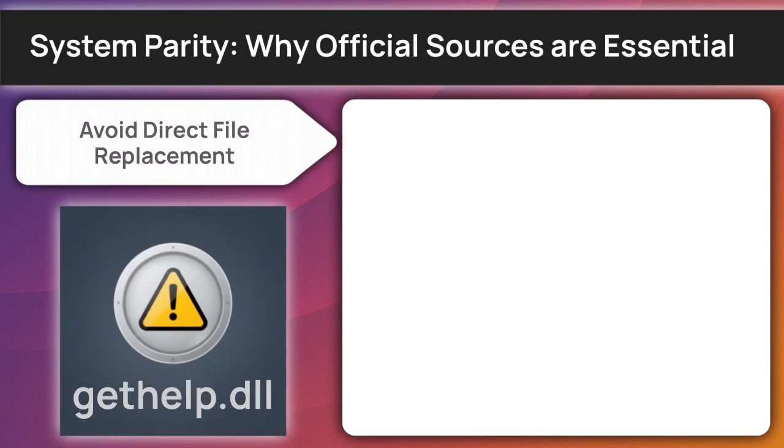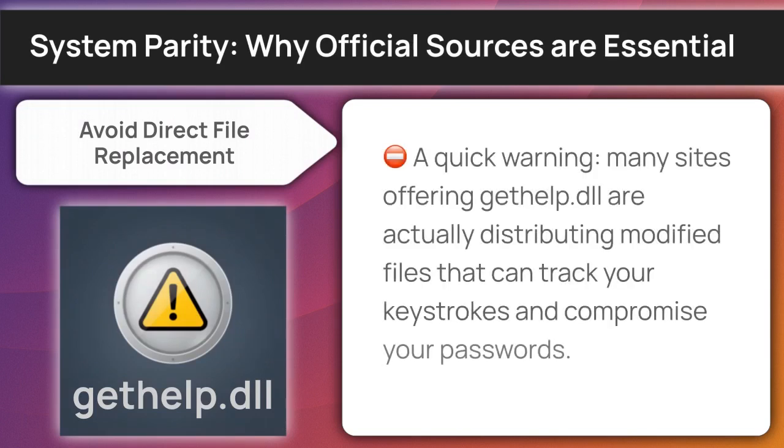Before we finish, let's go over the professional protocol for sourcing essential system libraries. A quick safety warning: never download files like Gethelp module DLL from unofficial websites. These files are often outdated or bundled with malware that can compromise your personal data and system security.